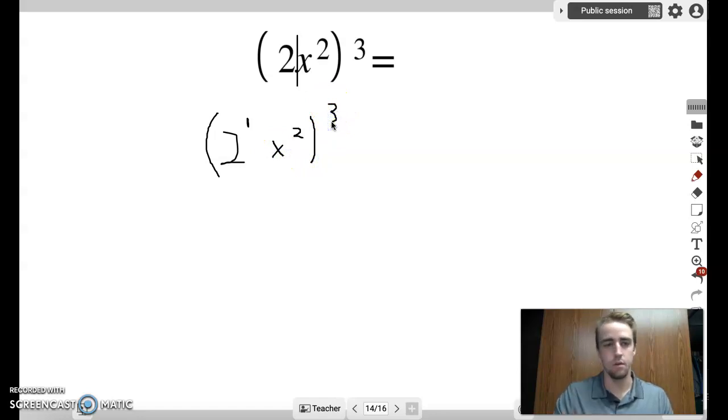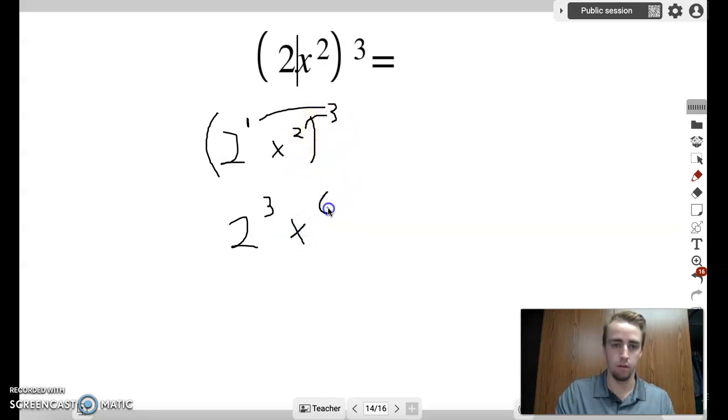So same thing as we did before. We're going to multiply in. So you're going to have 2 to the third power now, right? 3 times 1, and then 3 times 2. You're just going to keep your base of x, just like we did before, and you're going to do 2 times 3, and we're going to get 6.